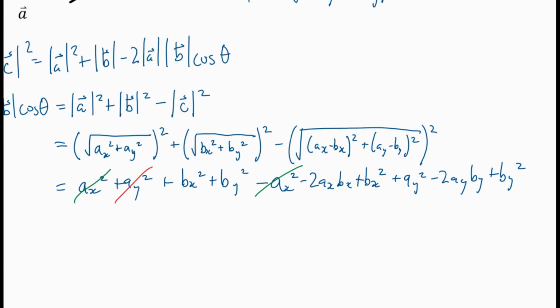Oh, I'm missing brackets. That's why this isn't working. Hold on, sorry. This should be minus all of this. That's better. Okay, so I've got an ay squared minus ay squared. That's gone.